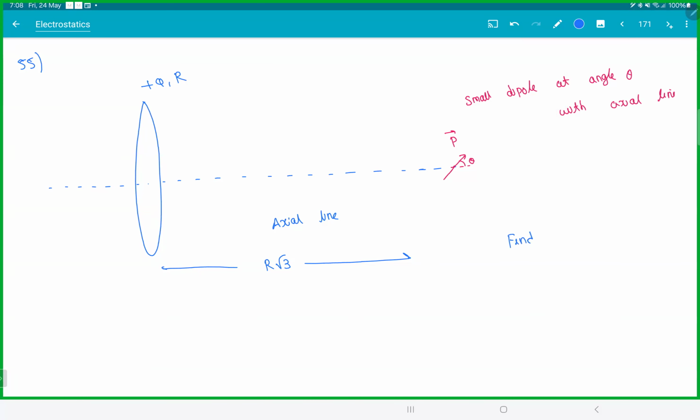Find the force, torque on the dipole, and potential energy of the system. Meaning here the system is the dipole and the ring. It's a good question. Do try this as homework. Give it a try. Next class, first thing in the class, we'll be discussing this. This is a good advanced level question.